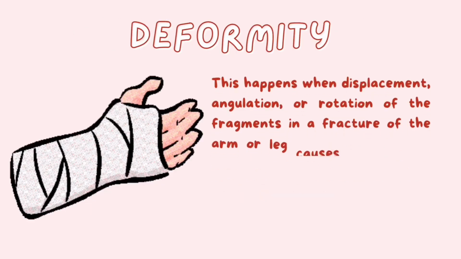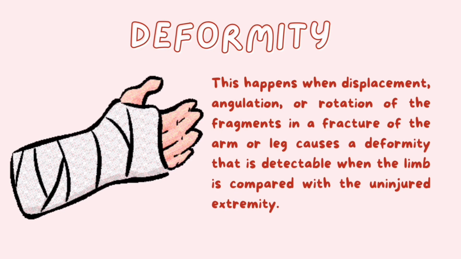Deformity. Deformity happens when displacement, angulation, or rotation of the fragments in a fracture of an arm or the leg causes a deformity that is detectable, especially when the limb is compared with the uninjured extremity.